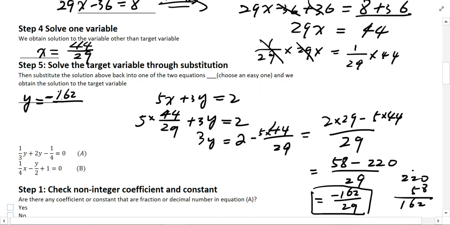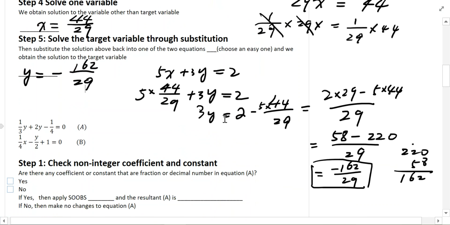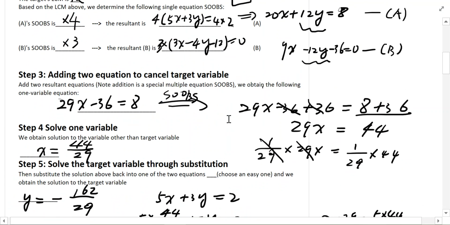Minus 62. So, okay. This is how we solve this question in 5 steps. Thank you.